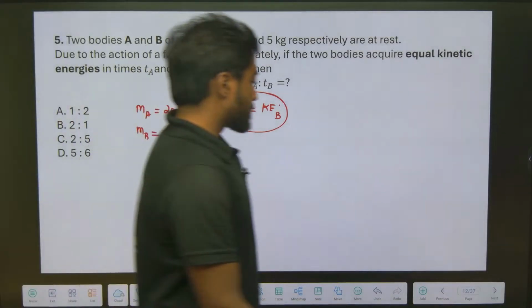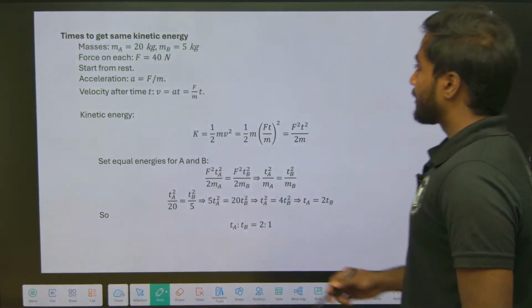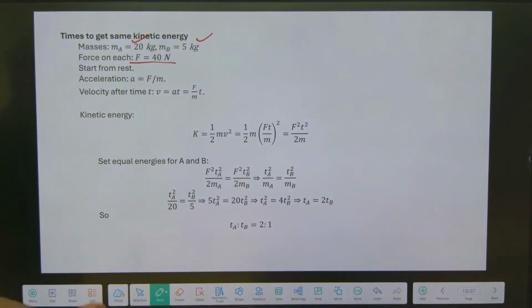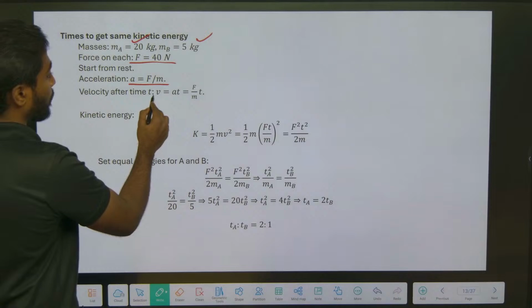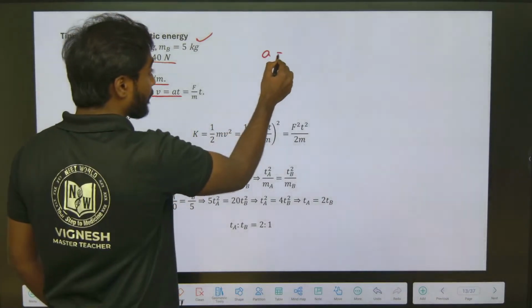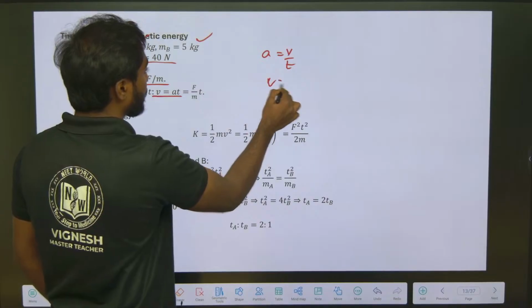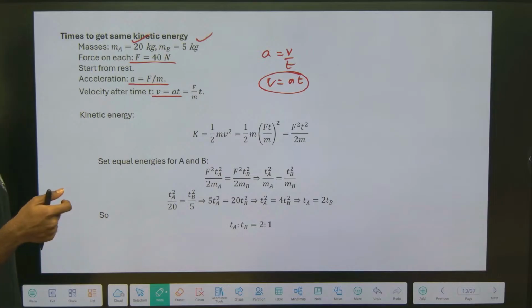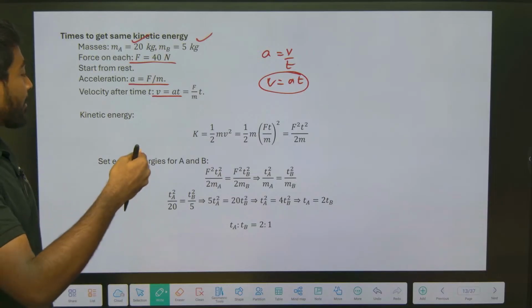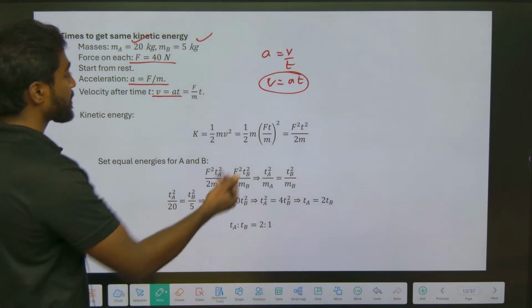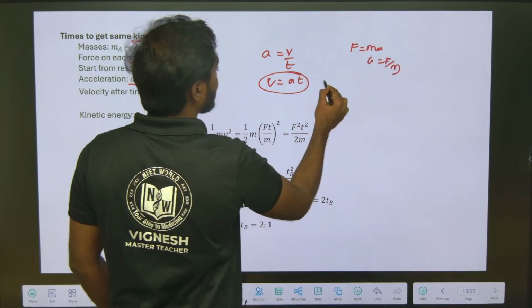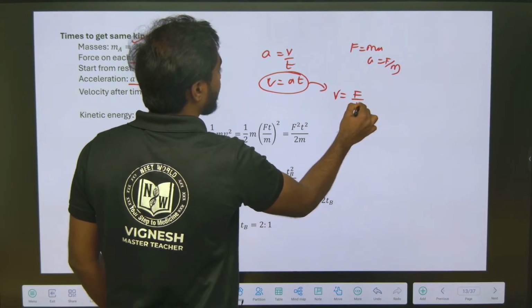The masses are 20 kg and 5 kg, and the force is 40 Newton on each. So acceleration will be F by m. We know that V is equal to AT, where A is nothing but V by T. We don't know A and T, but we can write them in terms of force and mass. F is equal to ma, so A will be equal to F by m. So I can substitute this here: V is equal to F by m into T.